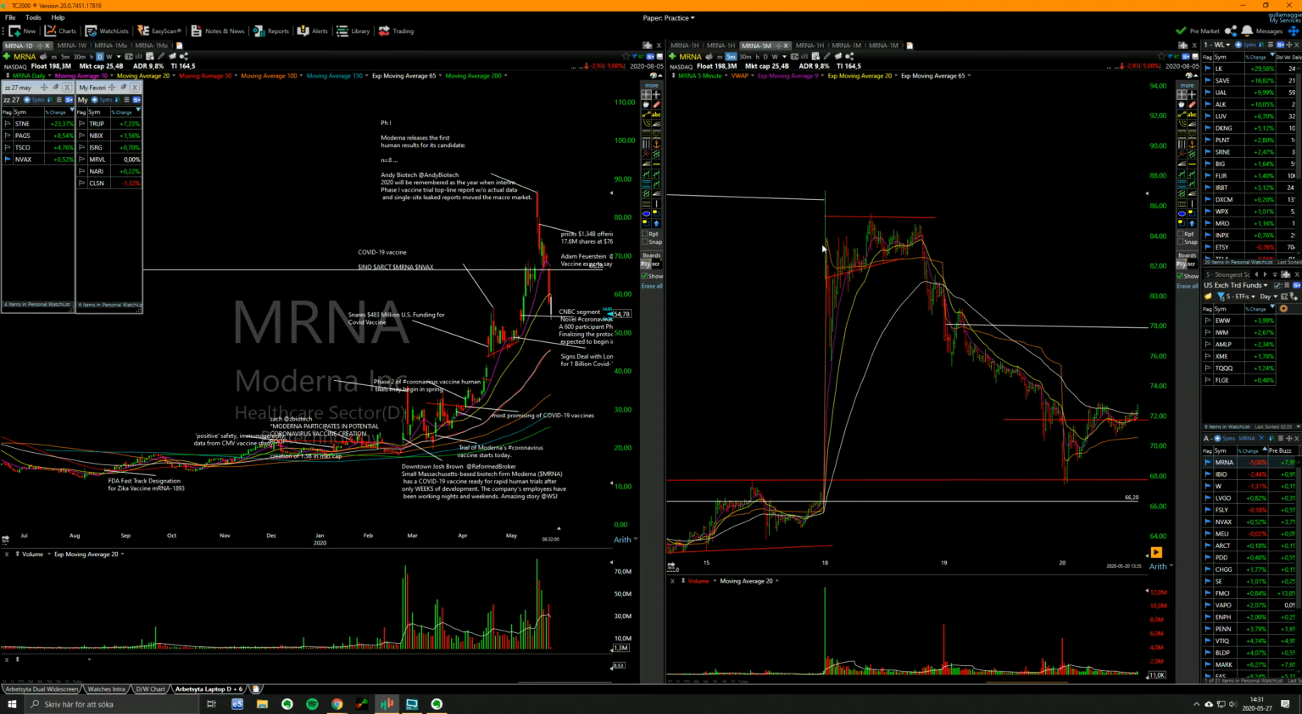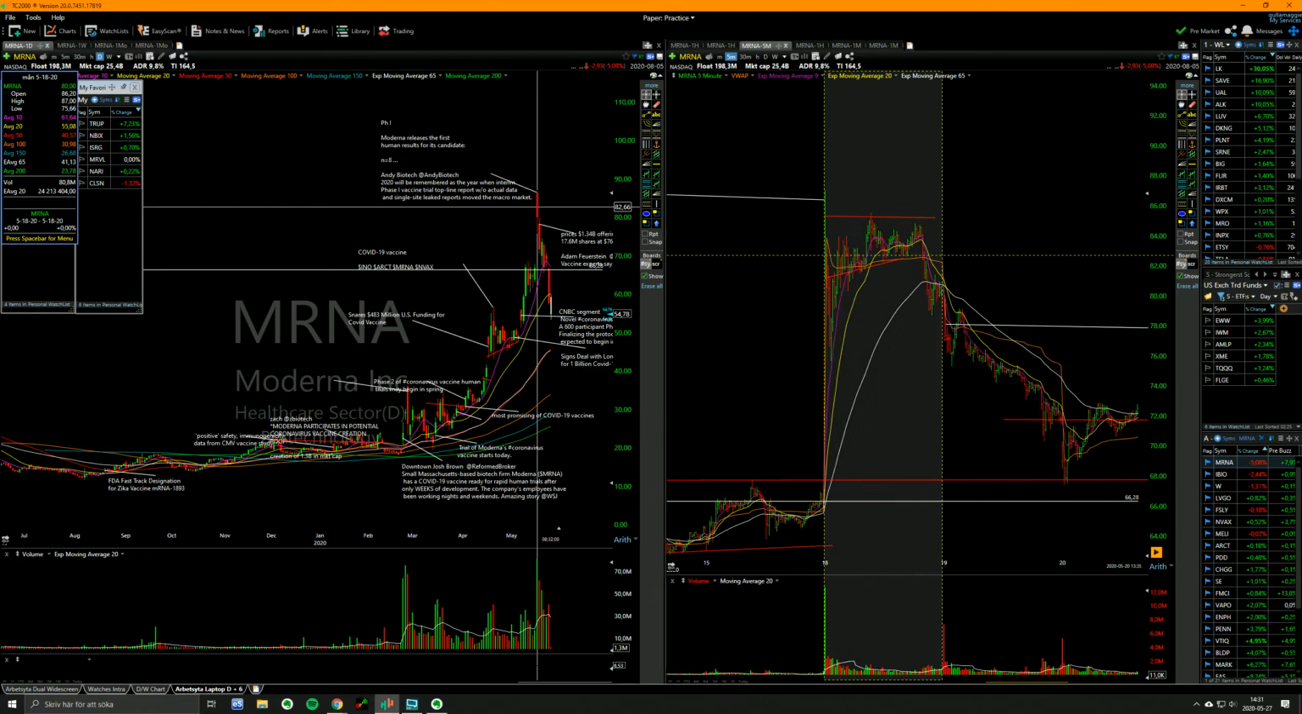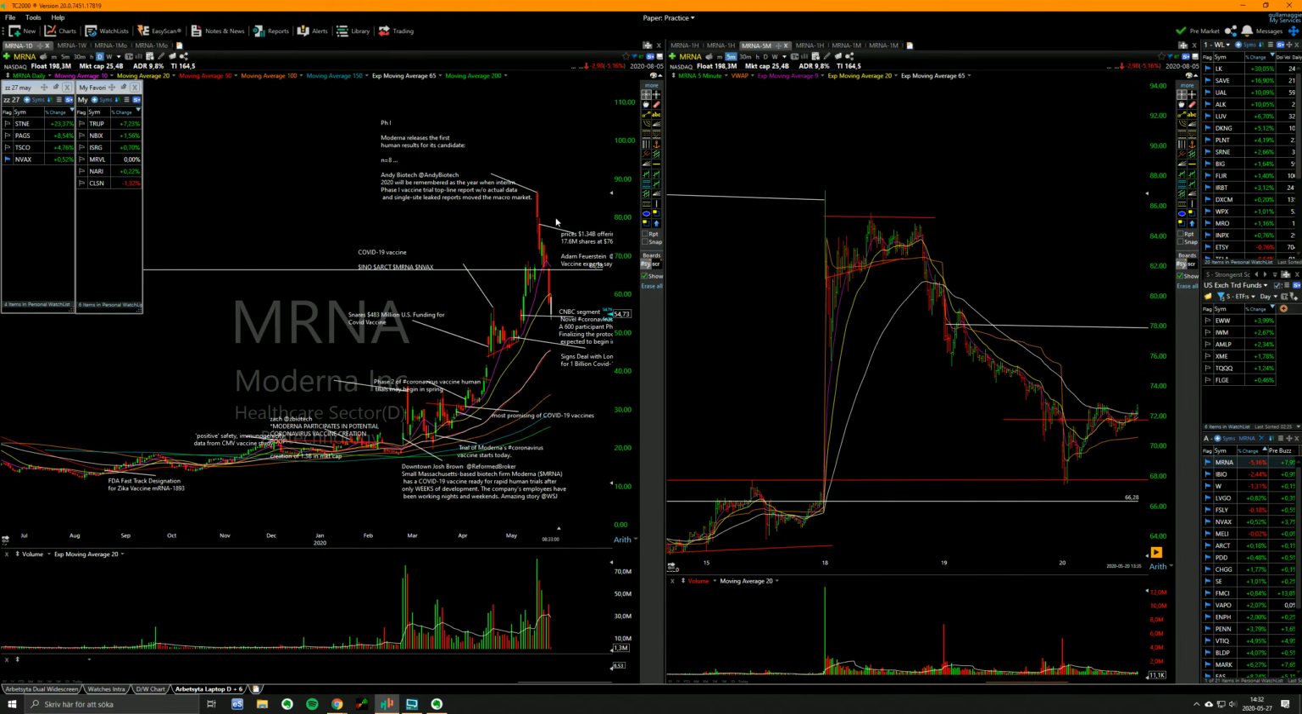And they had kind of decent data on this day here. The stock was already extended. They released some decent data, but it was only from 8 patients, which is kind of irrelevant. So this one I was stalking for a good risk-reward setup.